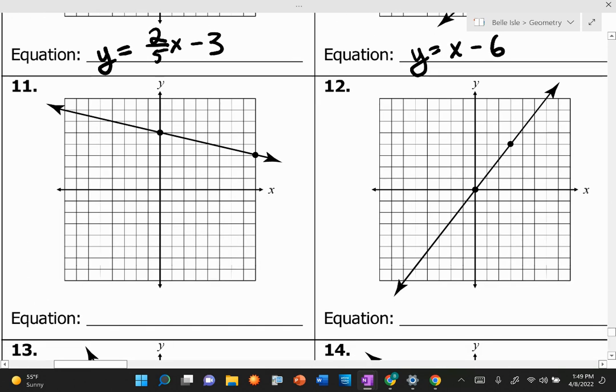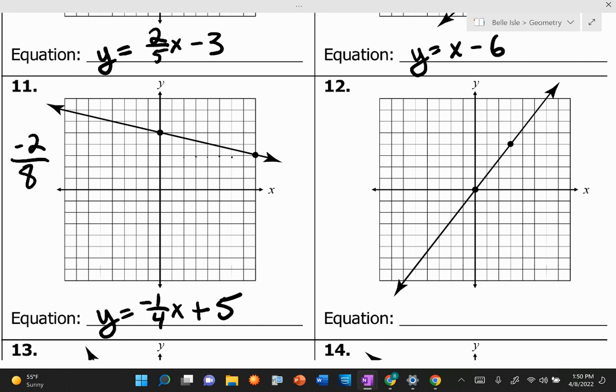Okay, so number 11. We'll go down 2, then 1, 2, 3, 4, 5, 6, 7, 8, and then to the right 8. Oh, you have to simplify? Okay, there's number 11. Okay, number 12. Does that make sense, Maddie?